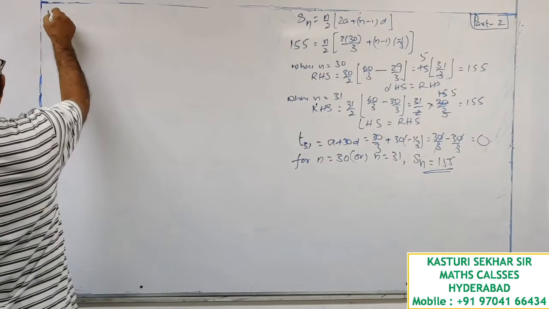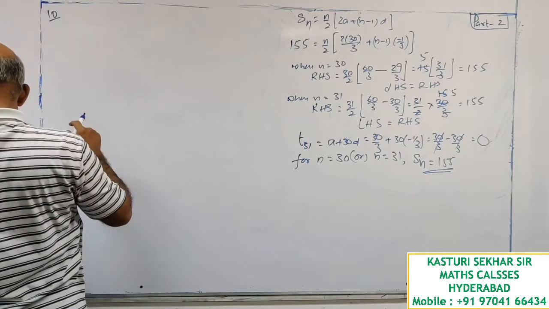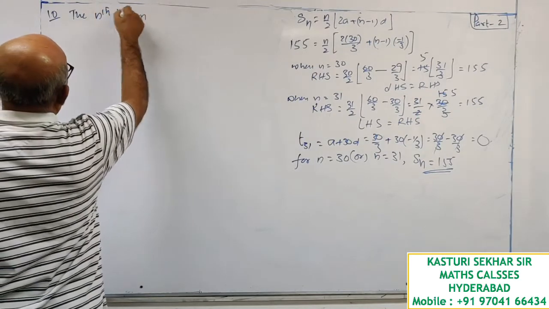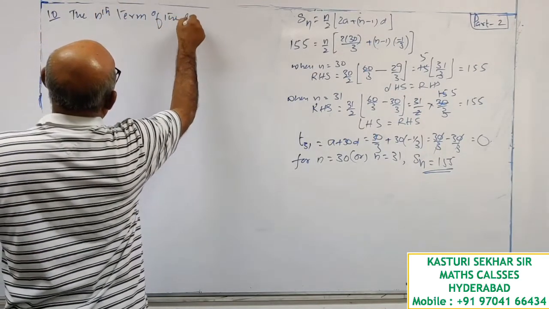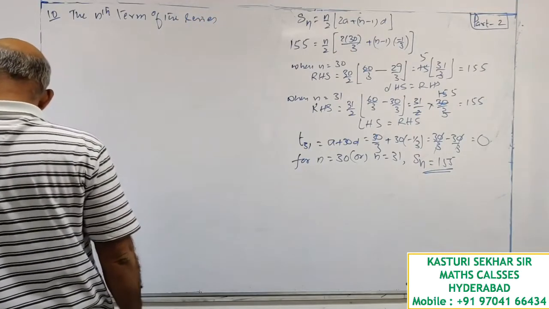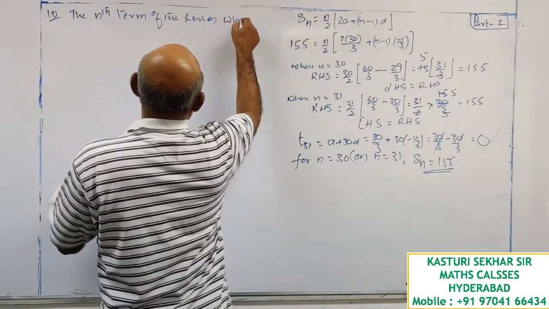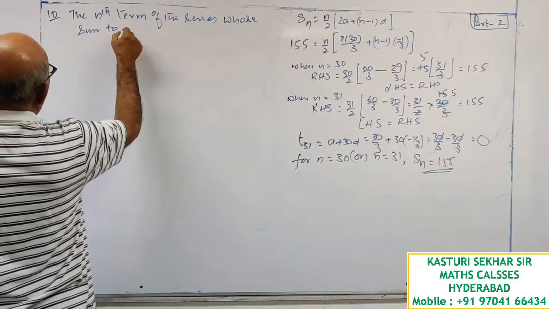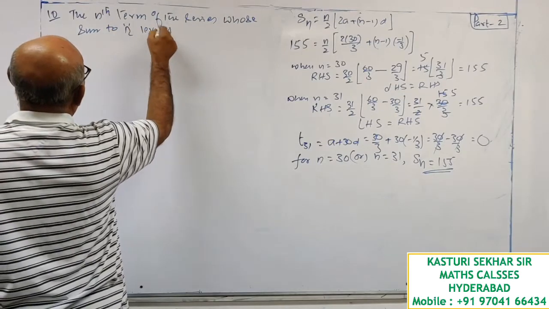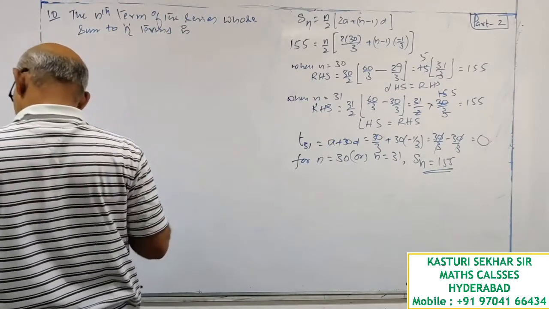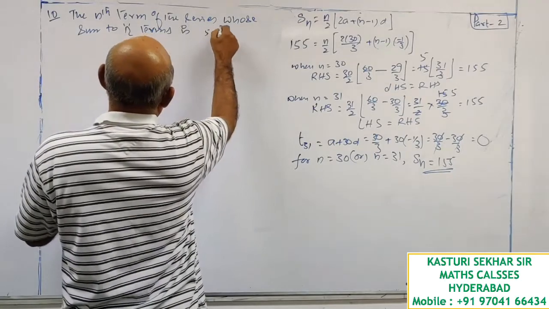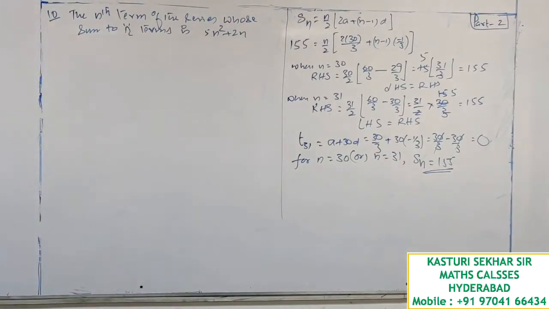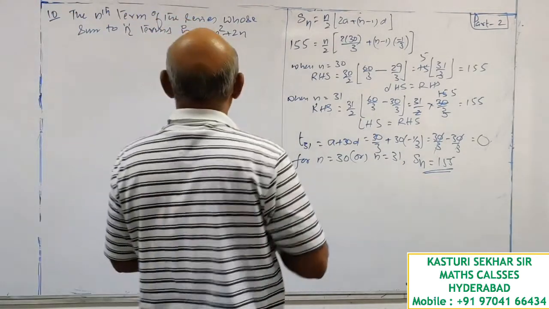Look at the question number 10. The nth term of the series whose sum to n terms is 5n square plus 2n. Okay.